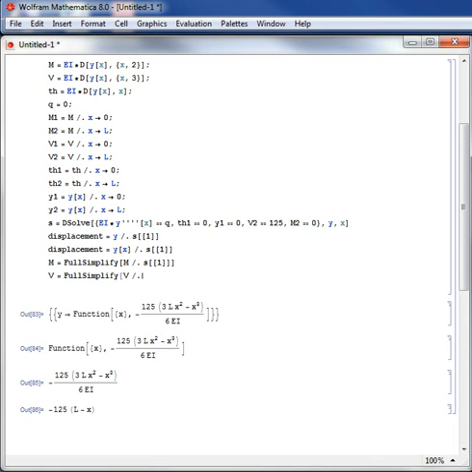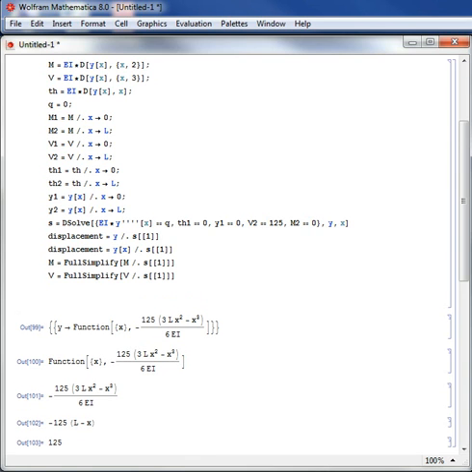The shear is equal to the FullSimplify of the shear, when I use this, the assignment of S. So the shear is equal to 125. I'm now going to input the parameters of the problem.